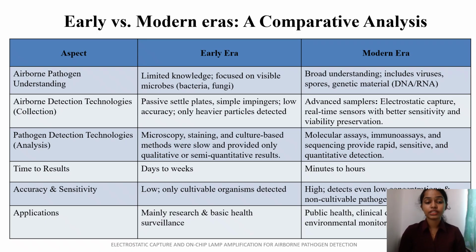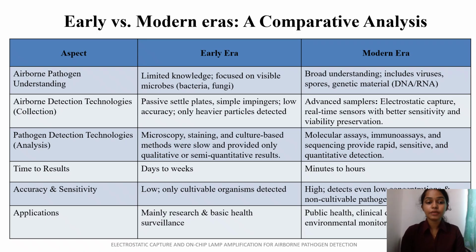Pathogen detection technologies. The analysis of pathogens in the early era was done by microscopy and staining, that is, culture-based methods, which were very slow and provided only qualitative or semi-quantitative results. While moving on to the modern era, molecular assays, immunoassays, and sequencing provide rapid and sensitive quantitative detection. Time of results: in the early era, it was very time consuming, taking days to weeks. In the modern era, only minutes or hours are taken.